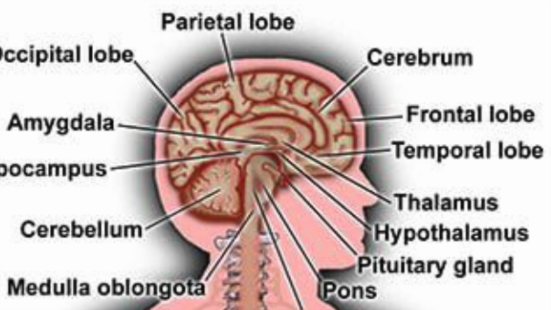The alar plate, which is sensory, is regulated by TGF-beta, including bone morphogenetic protein, BMP. The basal plate, which is ventral and motor, is regulated by sonic hedgehog, SHH, in the same orientation as the spinal cord.